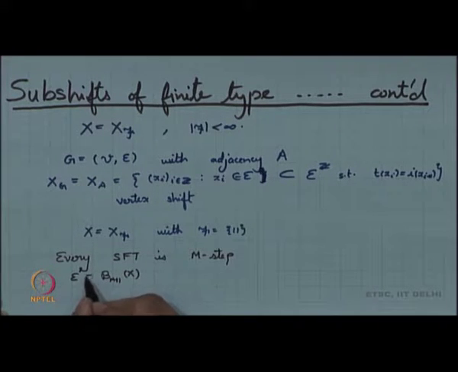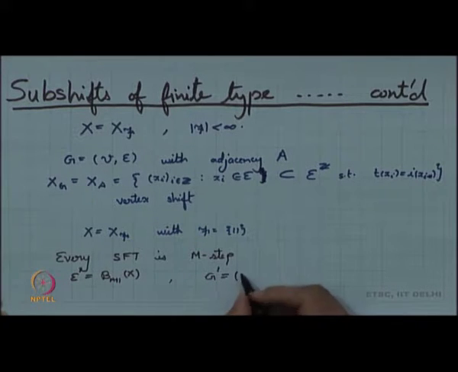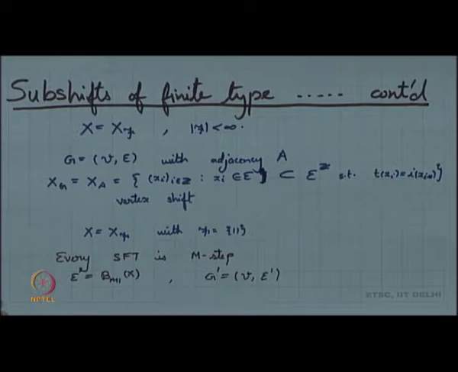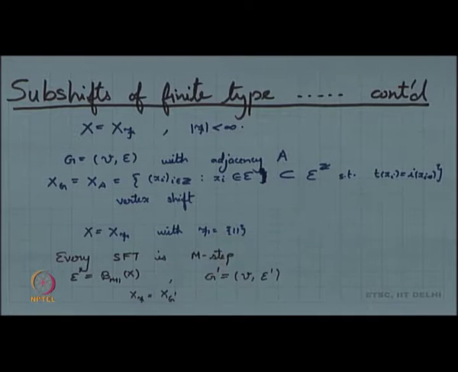So, let this be the set of edges, and then we can always find another graph G', with some set of vertices and the set of edges as E', such that your X_F can be written in terms of X_{G'}. Now, we shall try to see how this can be done. This is basically done using the higher block representation.